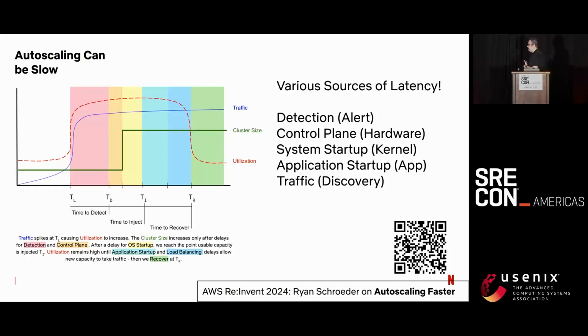But autoscaling can be slow. And autoscaling has various sources of latency. We've broken it down here into 5 main components. There is the time to detect that there is a problem. There's the time for the control plane to launch hardware, so that would be like EC2 spawning VMs. There's the time for your kernel or your system units to start up, the application itself, and then traffic convergence.